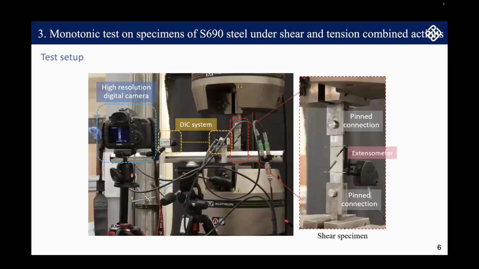Here is the test setup. We use three methods to measure the testing data. First, the extensometer records the load deformation curve. Then the high resolution digital camera captures the deformed shape during loading. And finally, the DIC system can measure the surface strain.